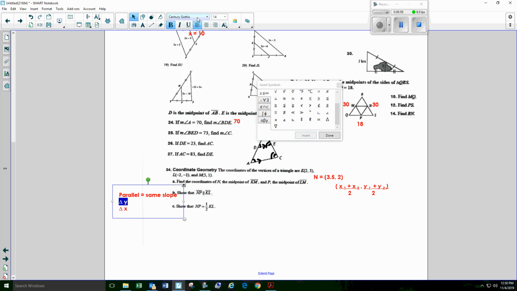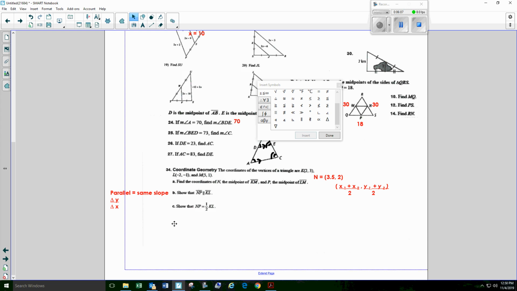Talk about that in class. That's the easiest way to write it. Take your y coordinates, subtract them, and your x coordinates, subtract them. Make sure you subtract in the same order, either both left to right or both right to left. It doesn't matter. Your choice. You get the same answer when it's simplified.